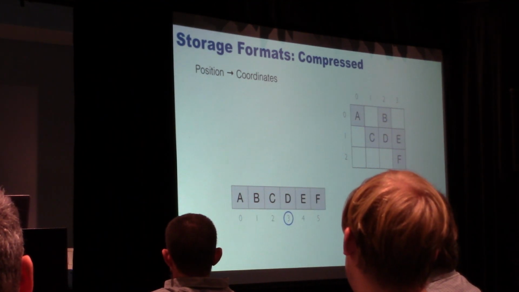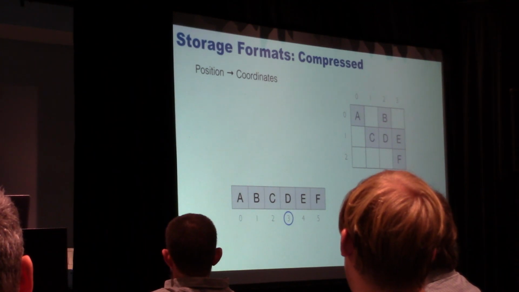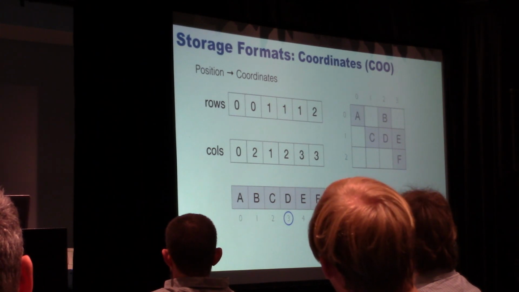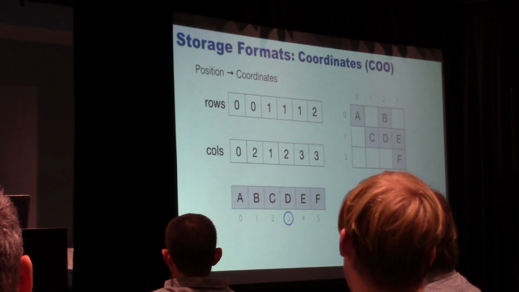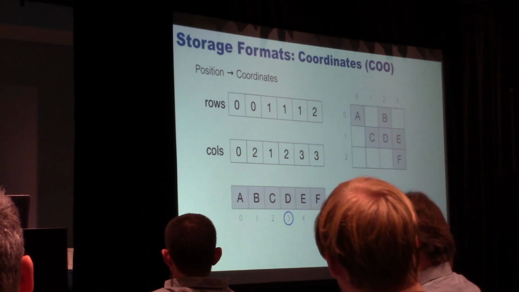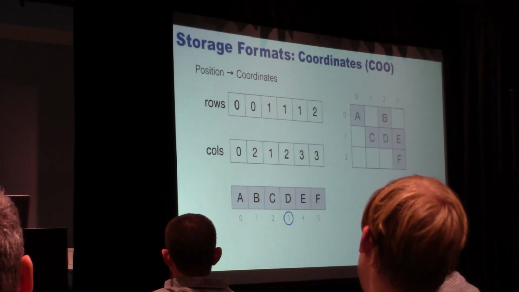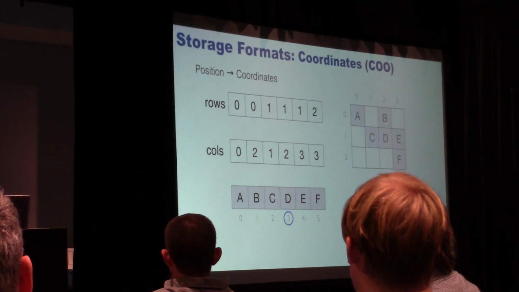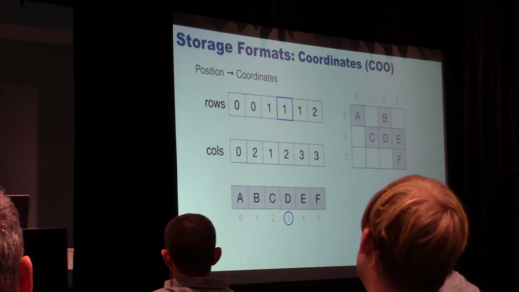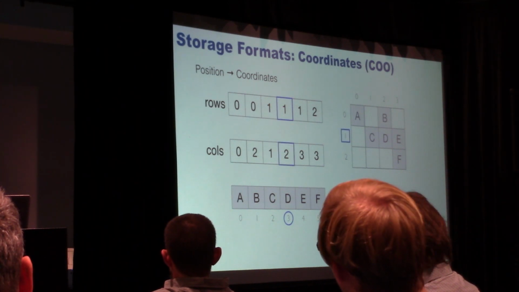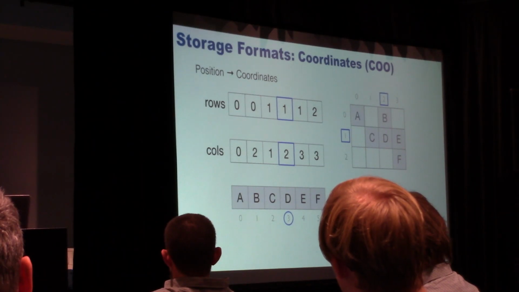The first representation I'll talk about is the coordinate representation. In coordinate representation, for each value, you represent the row and column coordinates. You can keep it as multiple arrays, or you can do pairwise in a single array, depending on the representation. Now, going from position to coordinates is pretty easy. I know the exact position. I look at that position in the row array, I get the row location. I look at the column array, I get the column location. So this is great. This is a good representation.